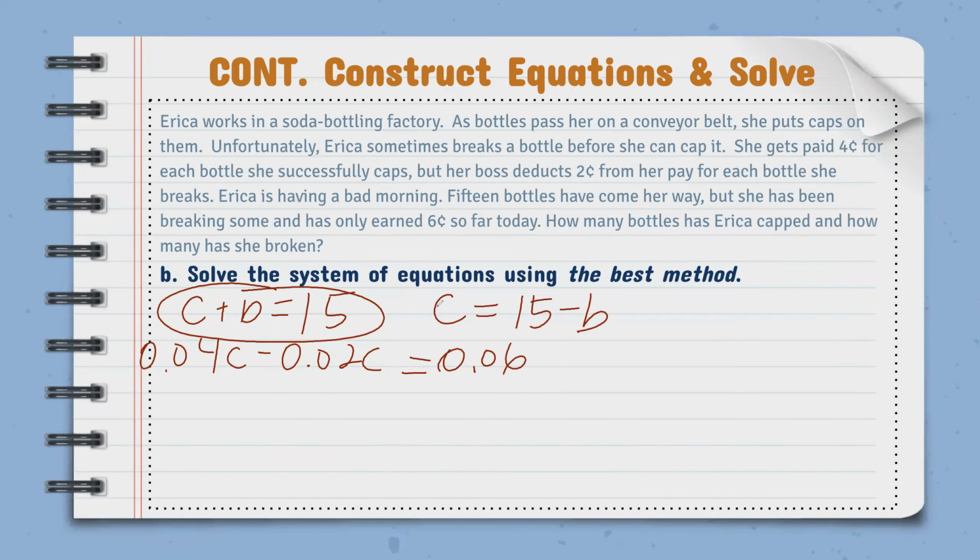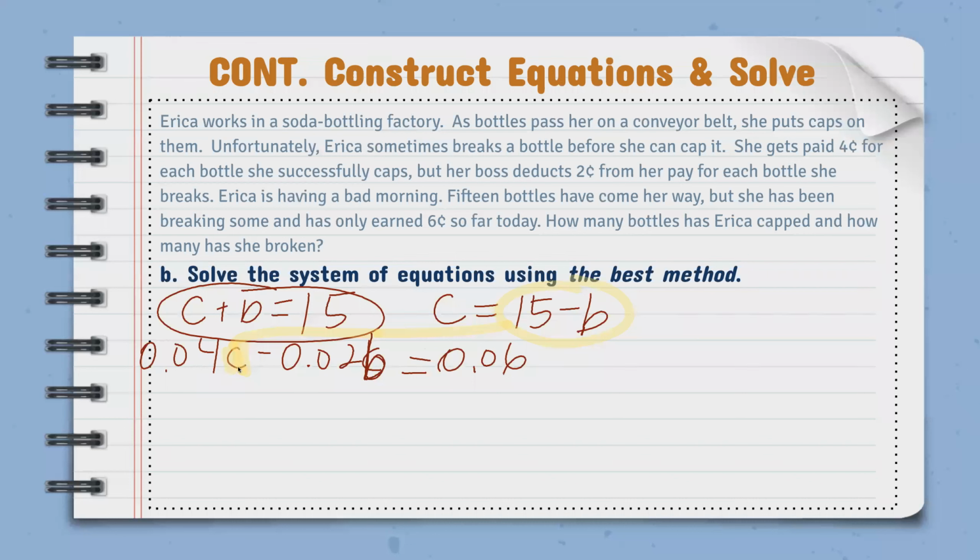And check that out. Now I have a variable equal to an expression that I can substitute right into my second equation. I can put this for the C over here. It looks like I made a little mistake. Hopefully you caught that. This is B, right? Minus 2 cents for every bottle she breaks. Sorry. So let me go ahead and start my math.